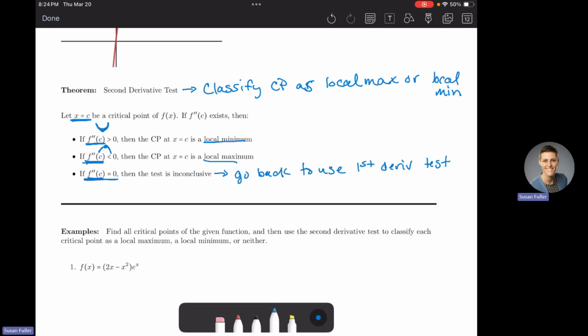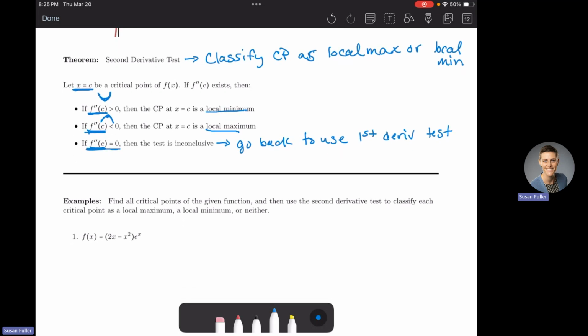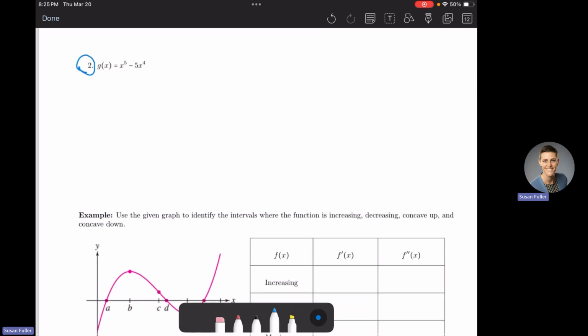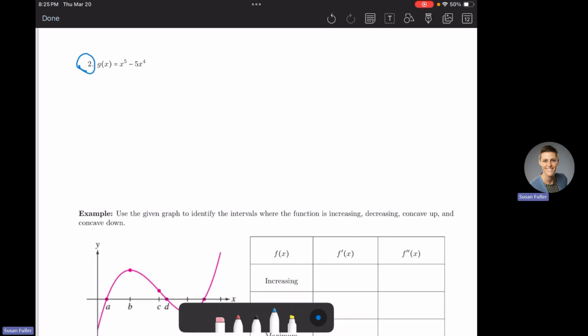But the nice thing about the second derivative test is that you don't have to do the number line thing and test a bunch of values. You just have to put your critical points directly into your second derivative. Okay, so let's practice that process on number 2 here. We're going to find our critical points, and then we're going to classify them.